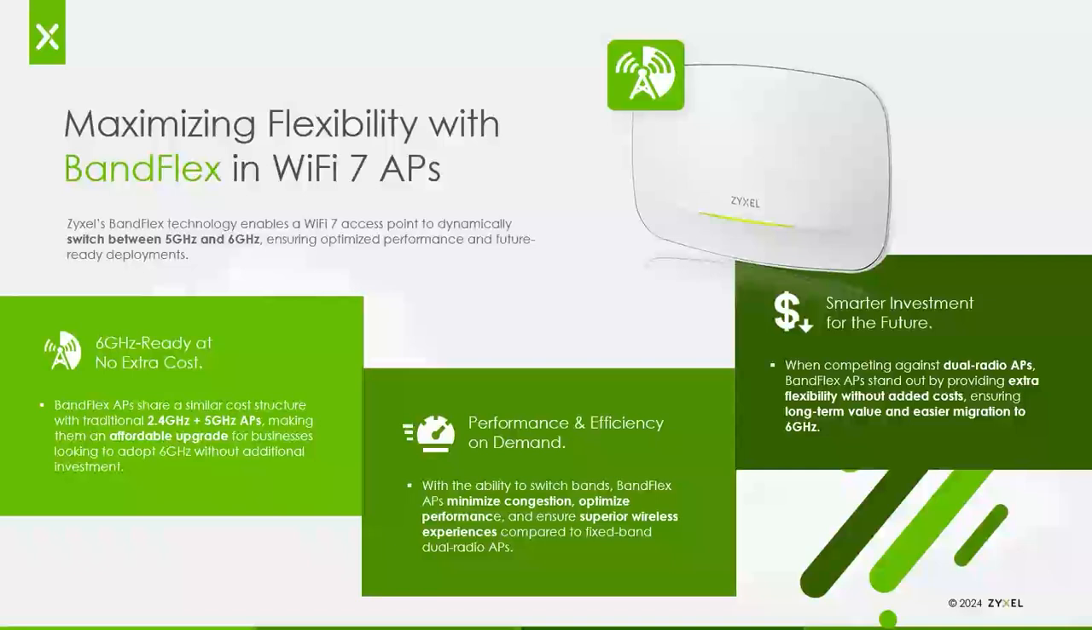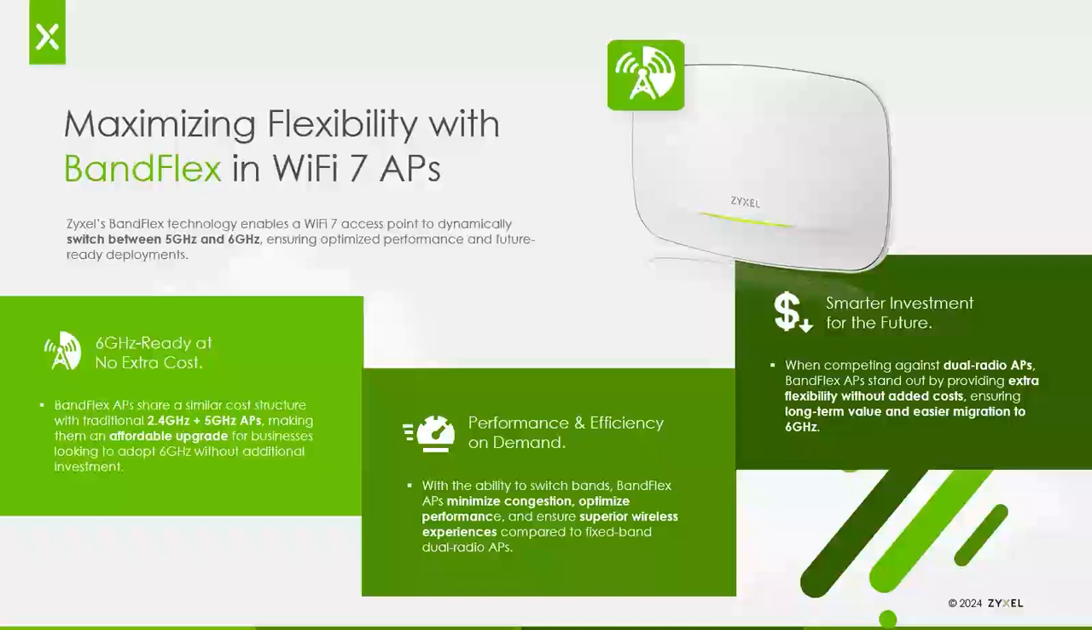So what does band flex mean? Well, what this means is you've got an access point that supports 3 bands, 2.4, 5 gigahertz, and 6 gigahertz, but it only supports 2 of them at any one time. So there are 2 radios, whereas something like our WBE530 or WBE660S has 3 radios, allowing you to simultaneously operate in 2.4, 5, and 6. With band flex, you operate in 2.4 and either 5 or 6.